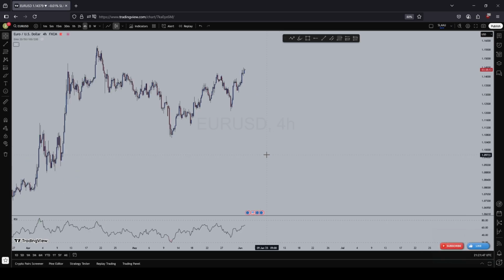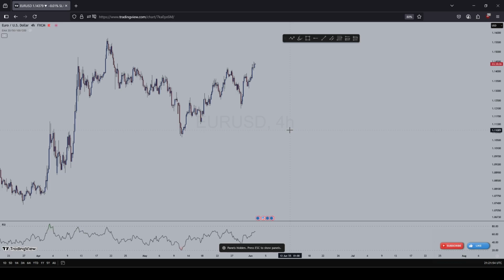So what I want to do today is just to break down the chart and reinforce some of the principles that we have constantly been talking about on this channel. So let's start with Euro USD today.